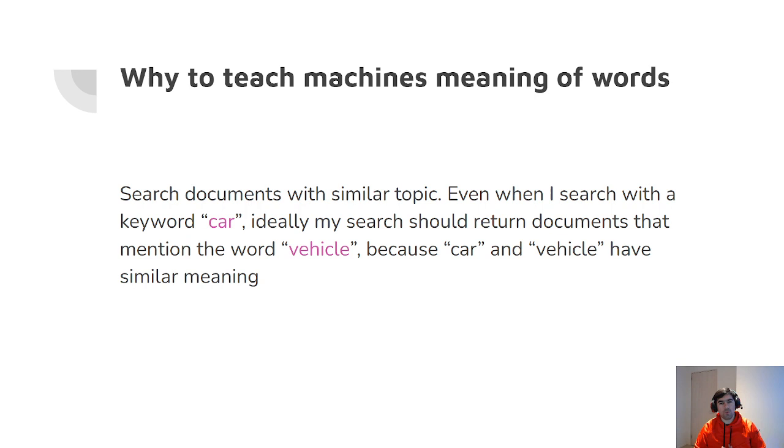And why do we want to teach machines the meaning of the words? Well, because it's useful. For example, if machines could understand the meaning of the words, then they would be able to also identify similar words, which would allow us to search for documents based on a keyword. When I search based on a keyword car, ideally, I want the machine to also return me the documents which mention the word vehicle because they have similar meanings.